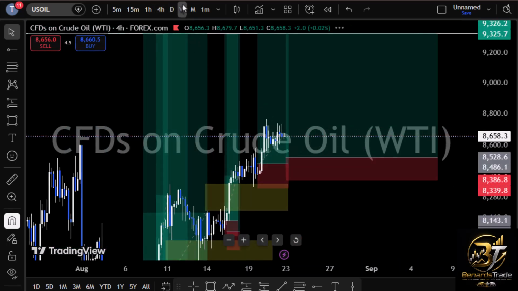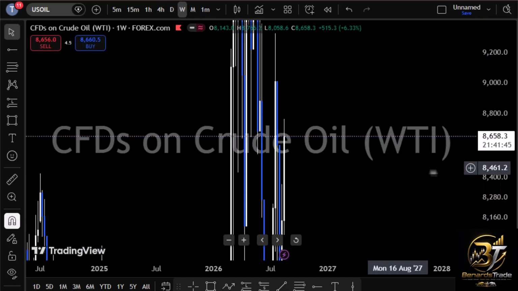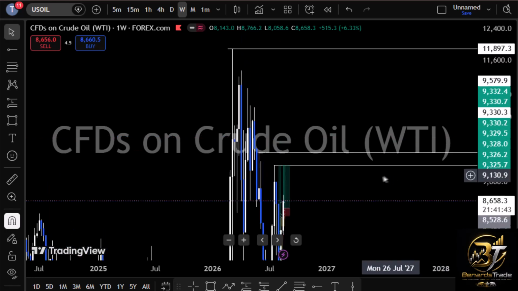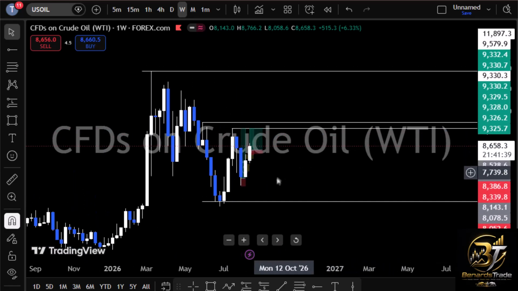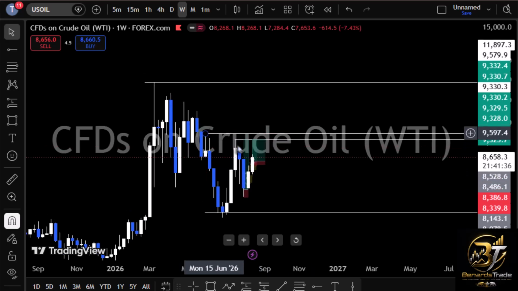Now, if you look at US oil on the weekly time frame, you can see that it is very clean. It is very bullish. So these are the levels I'm looking for: 1, 2, 3.